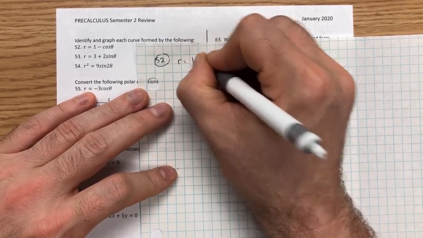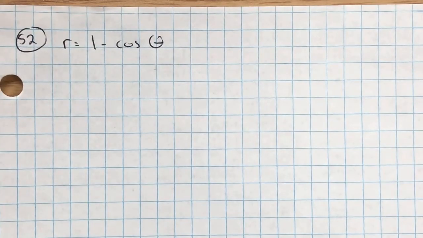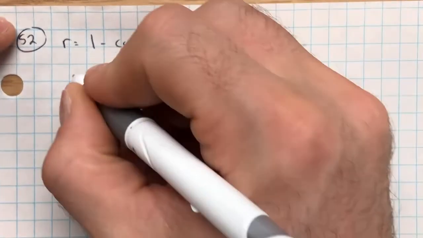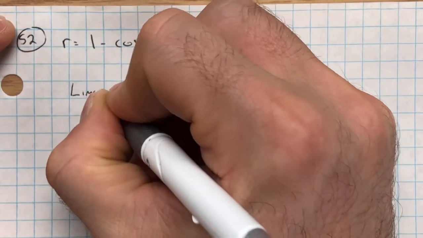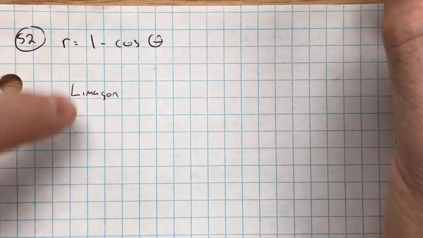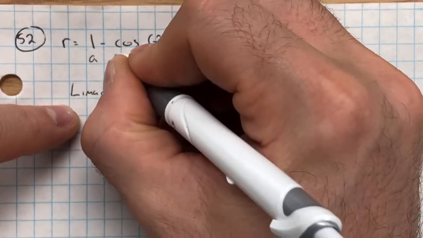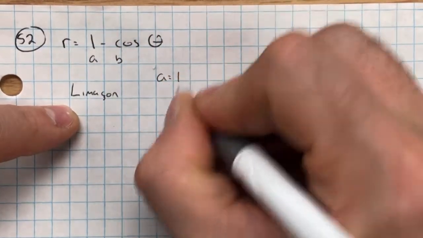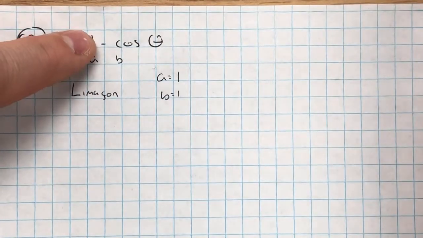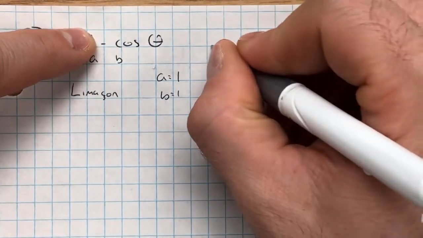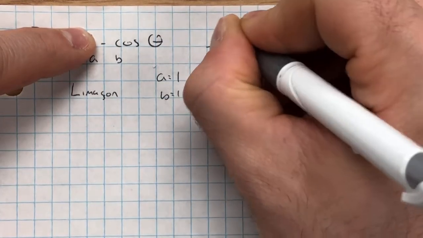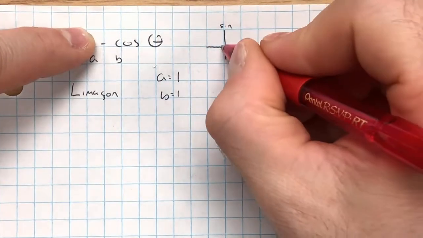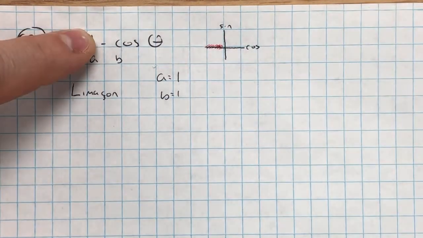We have r equals 1 minus the cosine of theta. Okay. So we know that when we have a plus or minus, this is going to be some sort of polar limaçon. So first off, I know that it is a limaçon. The first thing with limaçons is I need to identify my A and my B. In this case, my A is 1 and my B is also 1. I'm dealing with a minus sign, so I know with the cosine, the graph is going to be centered on the left axis.